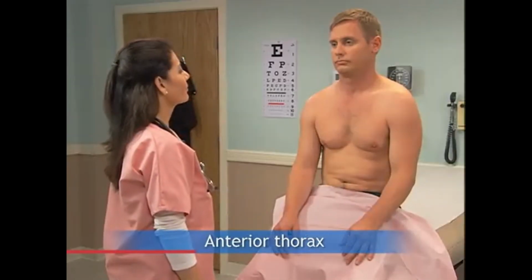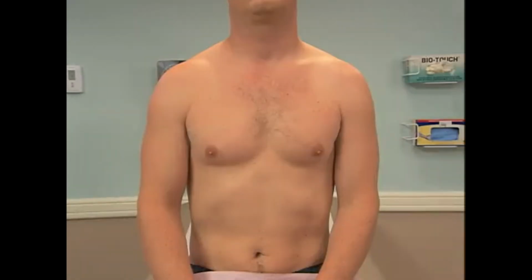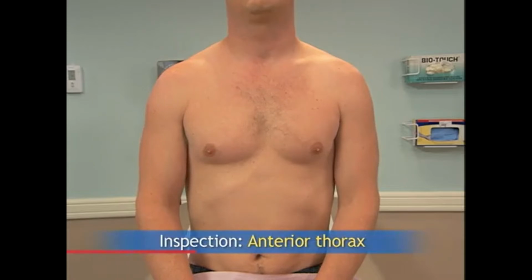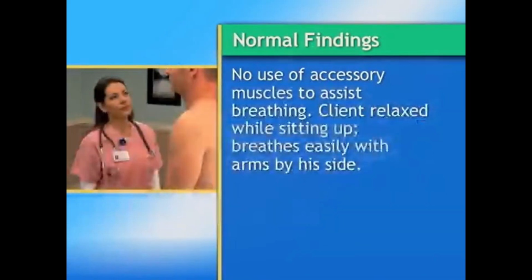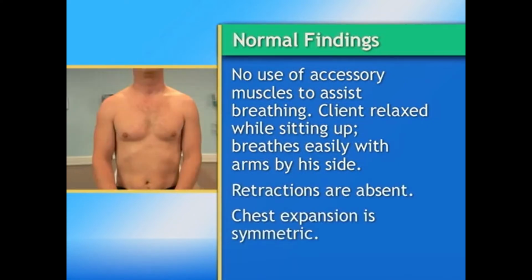Next, inspect the anterior thorax. Look for lesions, deformities or asymmetry, retraction of the supraclavicular or intercostal spaces, or impaired respiratory movement. Observe the client's use of accessory muscles as he breathes, and inspect the client's positioning. No use of accessory muscles to assist breathing. Client relaxed while sitting up, breathes easily with arms by his side. Retractions are absent. Chest expansion is symmetric.